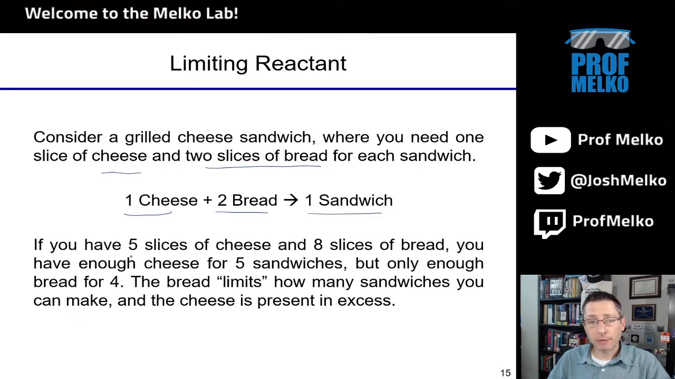So I go to my drawer in my fridge. I have 5 slices of good old American Kraft single cheese and 8 slices of bread. I have enough cheese for 5 sandwiches, but I only have enough bread for 4. So the bread is limiting how many grilled cheeses I can make, right? And the cheese is in excess.